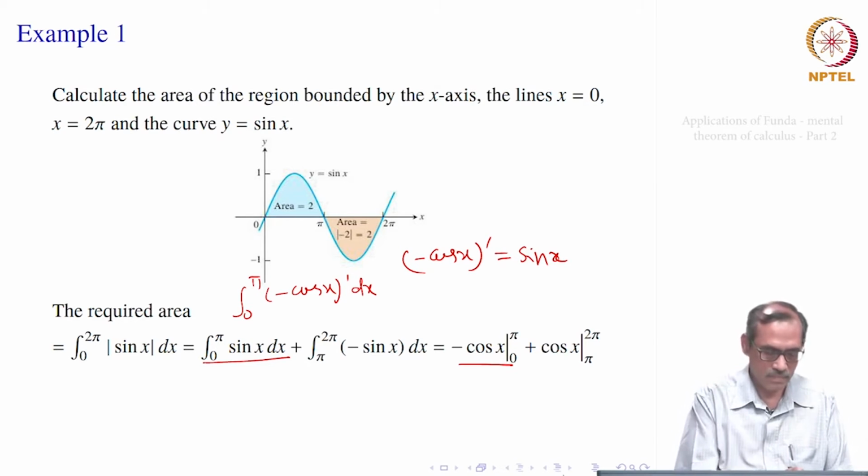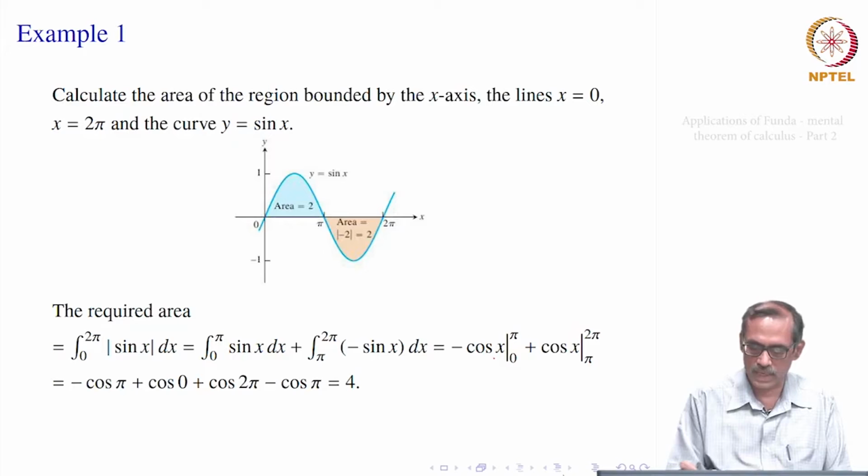Now, we write them in the expanded form, that gives minus of cos pi minus cos 0, plus cos 2 pi minus cos pi. And now minus cos pi gives 1, cos 0 gives 1, cos 2 pi is 1 and minus cos pi is again 1. So, you get the answer as 4. So, see, that is the way we have used the fundamental theorem of calculus here, that the integral of f prime x is equal to f of x.